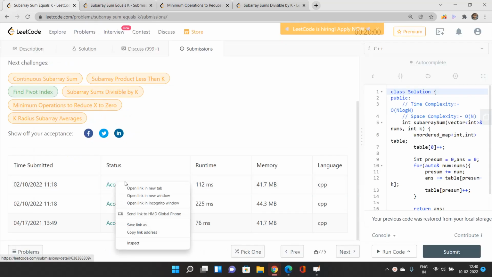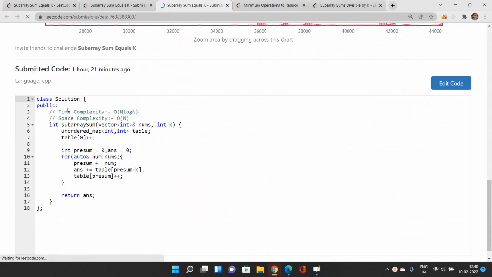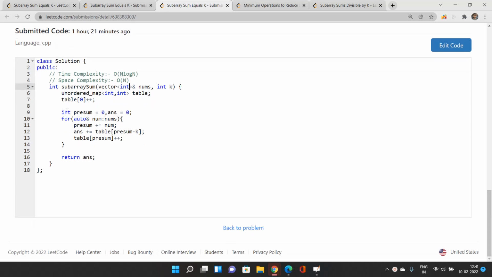Let me talk about the O of n time solution also. The idea is totally similar. You can replace this with an unordered map. This is not O of n log n, this is actually O of n, because the average time of insertion in an unordered map is O of 1, so it would take O of n time on average. So forget the earlier one. The space complexity is also O of n. The idea is totally similar, we have just replaced map with unordered map.